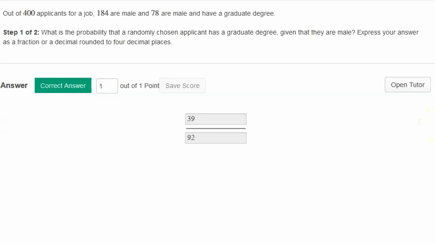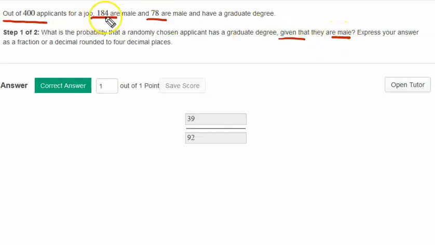All right, here we're using conditional probability. Let's look at it carefully here. Now, there are this many job applicants. This many are males, and this many are males with a graduate degree. So what is the probability that a randomly chosen applicant has a graduate degree, given that they are males? So this is the conditional part, given that they are males.